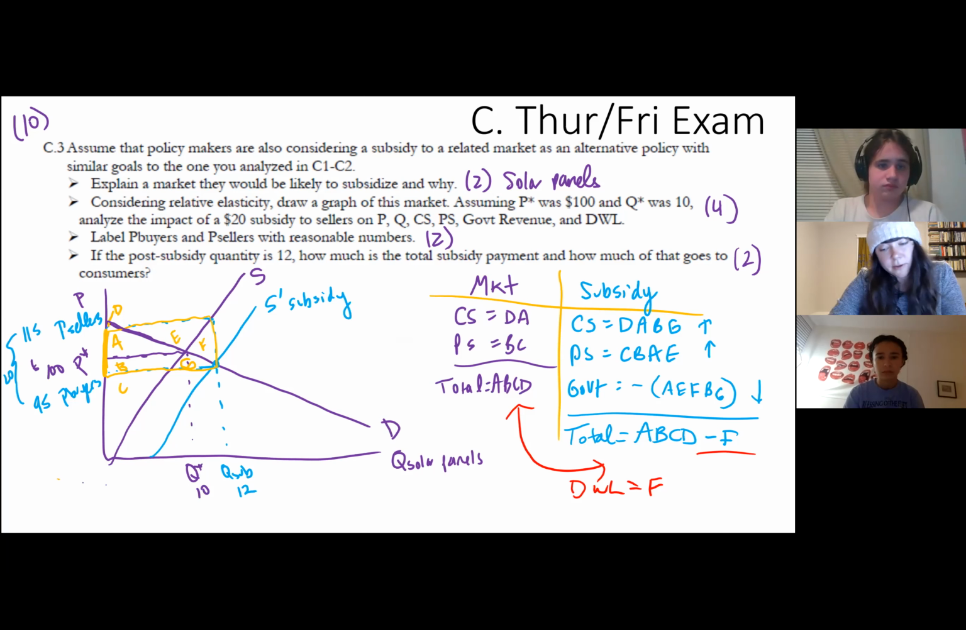Explaining a market they'd be likely to subsidize and why. Explaining that they'd subsidize solar panels because this would also reduce the quantity of carbon. The graph and the consequences were 4 points. So if you're short on time, you just want to make sure that I'm clear that you know what the consequence of the subsidy is.